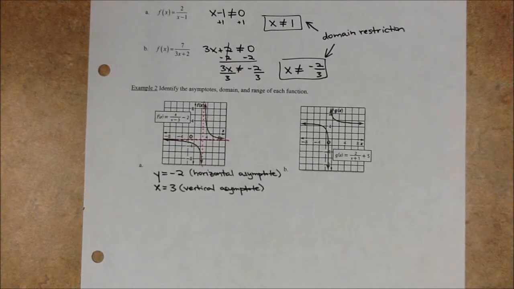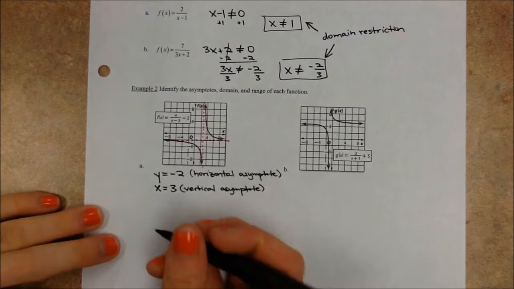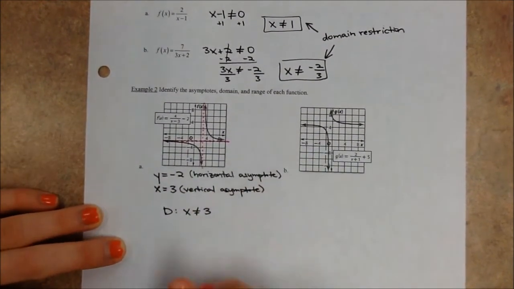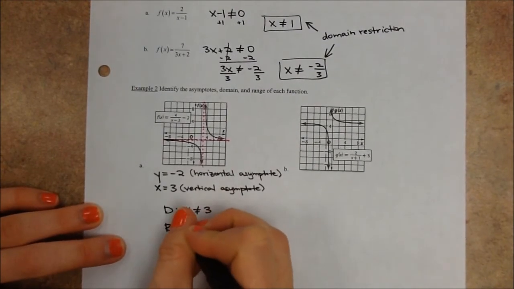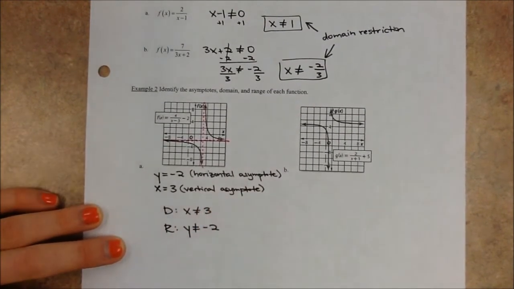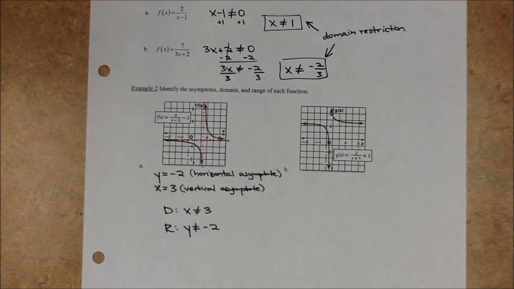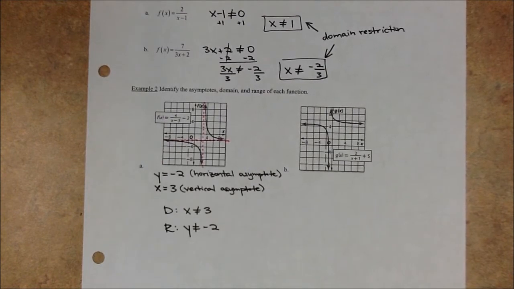We also want the domain and the range, and so the domain and range is everything but the asymptotes. So the domain is any x value except for 3, and then the range is any y value except for negative 2. Okay, so once you figure out the horizontal asymptotes and the vertical asymptotes, you know exactly what the domain is. Or vice versa, if you figure out what the domain and range are, then you can work backwards and say, oh, if x can't equal 3, then x equals 3 must be the asymptote. So you kind of get the idea, whichever one you find first.